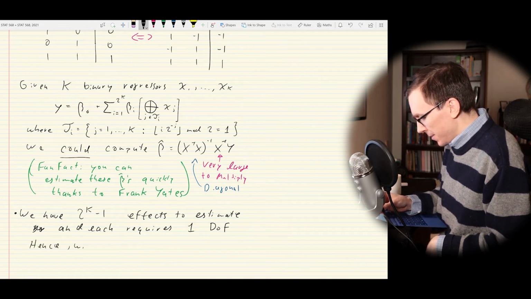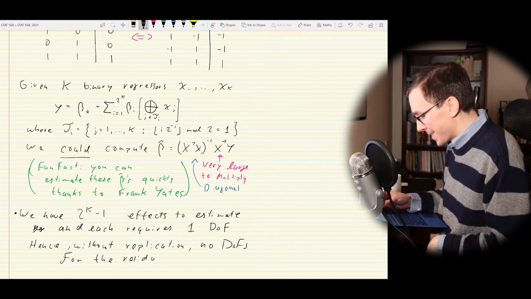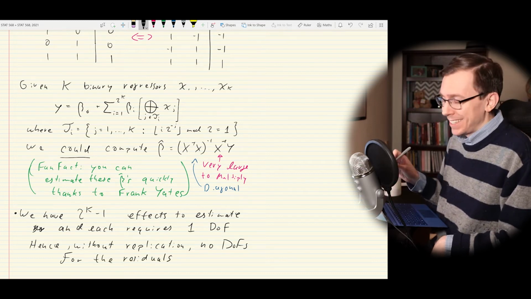Hence, without replication, no DOFs, degrees of freedom, for the residuals. That isn't going to stop us, though. So we're not done yet.